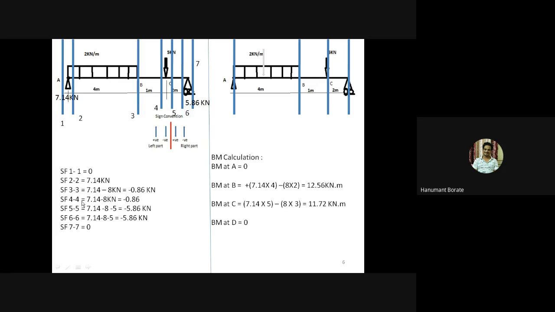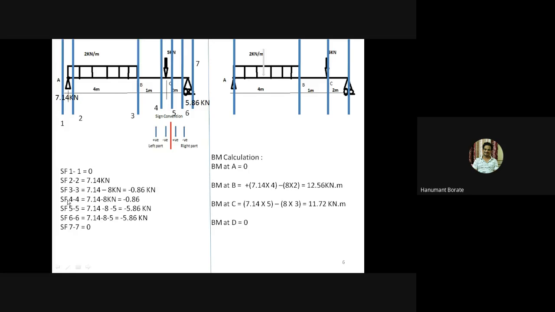So SF at section 3.3 will be 7.14 minus 8 kilonewton. I have taken here minus 8 kilonewton because for the calculation purpose we need to convert this UDL into point load. Okay. So here minus 8 kilonewton. In this way we'll get the answer minus 0.86 kilonewton at point B.